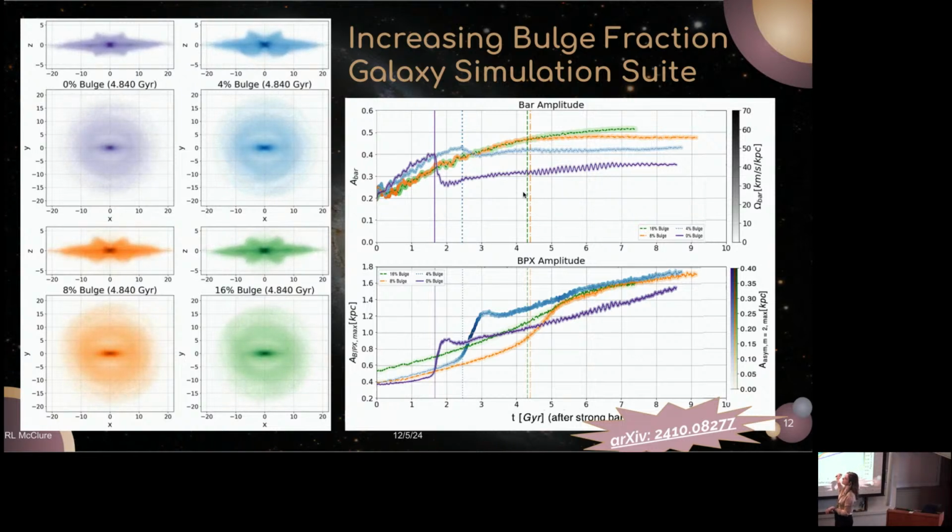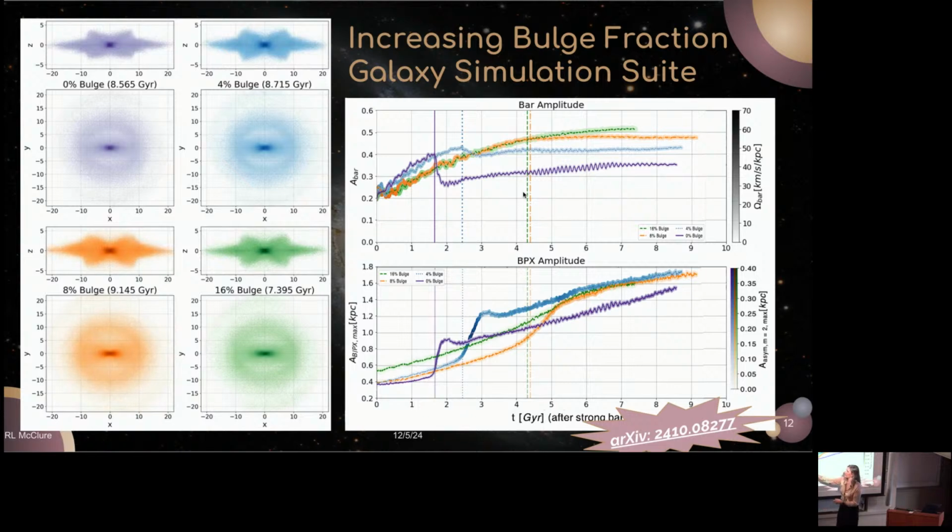On the right side here, I'm showing time since the strong bar threshold is reached. We align these simulations because the larger bulge does delay bar formation. On the bottom plot, we're looking at the actual amplitude of the BPX, a measure of how much stuff is above and below the disk at any time. In the top, we're measuring the bar amplitude itself, colored by pattern speed. In the bottom, and for the rest of the plots, it's colored by a measure of the asymmetry: how asymmetric above and below the disk in the bar region is the galaxy, or this model, at any time.